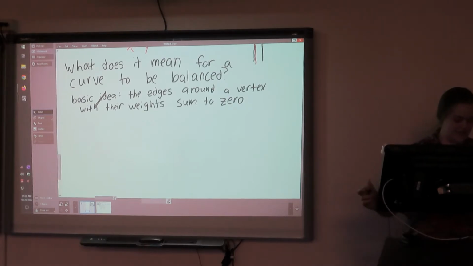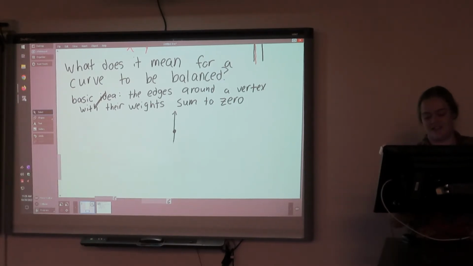So if you had something that has edges going this way and this way, if you think of them as vectors and you add them together, they're going to equal 0. This would be balanced. But we'll go through the formal thing as well.